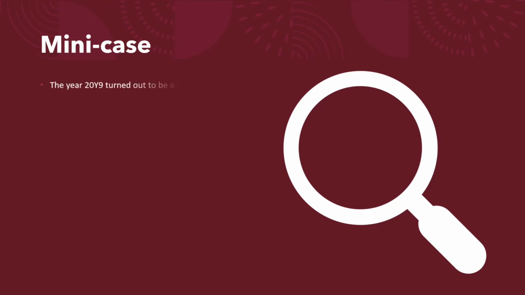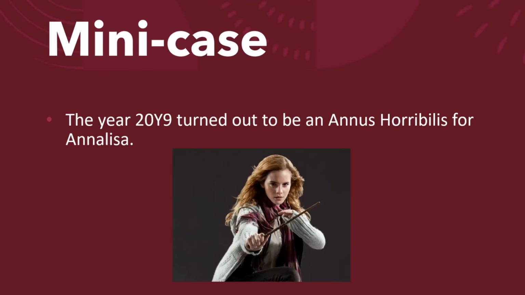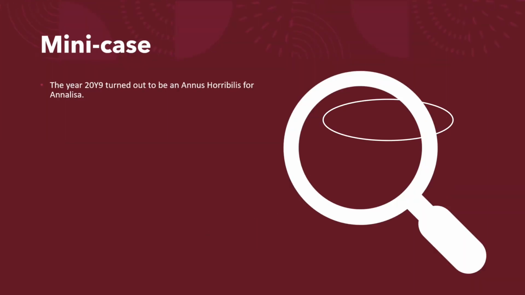The year 20Y9 turned out to be Annus Horribilis for Annalisa. And I know you're looking at that and you're thinking, is that a spell cast by Hermione from Harry Potter? And no, it's not. It's Latin for horrible year. Who knew? Let's keep it going.